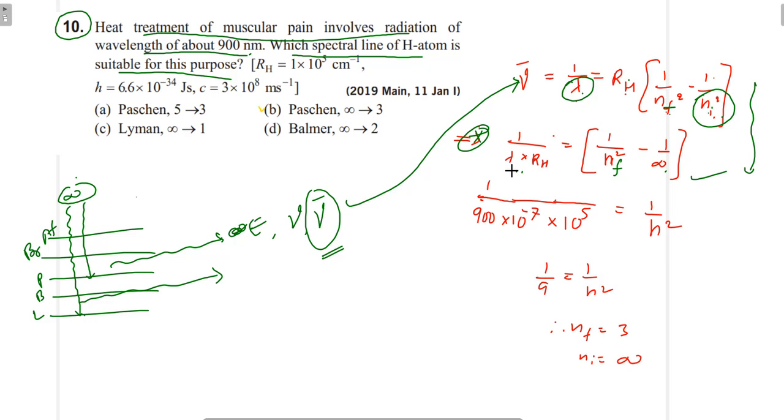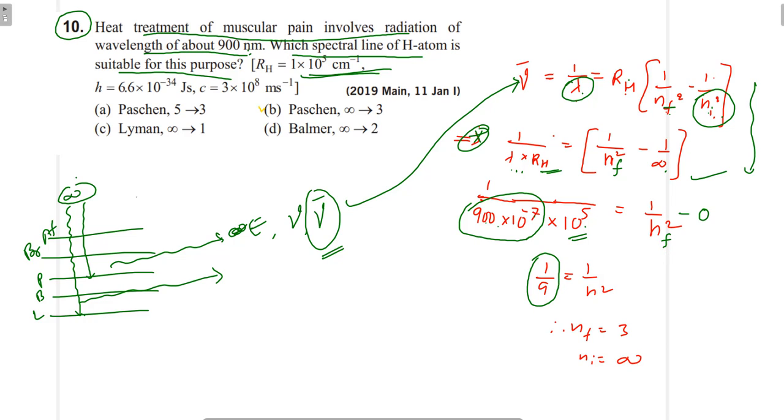Then my answer: 1 by lambda, lambda is 900 nanometer. 900 nanometer converting into centimeter. Why am I converting into centimeter? Because RH is given in centimeter. So I converted into centimeter by multiplying 10 power minus 7. Then RH value is already given in the question, 10 power 5. Then 1 by n final square minus 1 by infinity, that is 0. Okay, next 10 power minus 7 into 10 power 2, that equal 10 power minus 5. 10 power minus 5 and 10 power plus 5 cancel, only 1 by 9 is there.